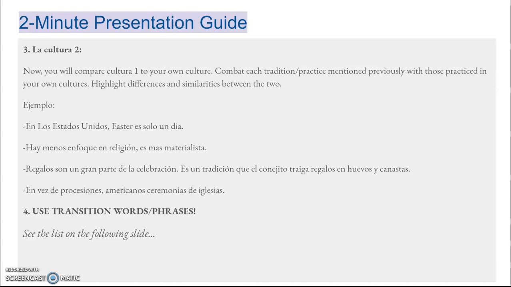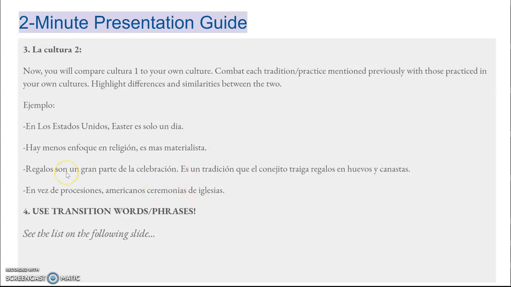So I put some examples, which I think you should definitely read. This one, en los Estados Unidos, Easter es solo un día. I made sure to point that out because previously I mentioned that in España, Santa Semana, it's an entire week and not just a day. And previously I talked about how they even close schools for this holiday.